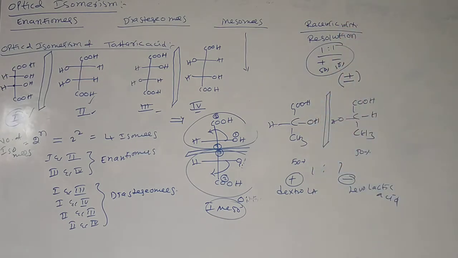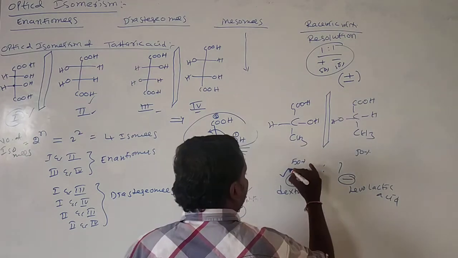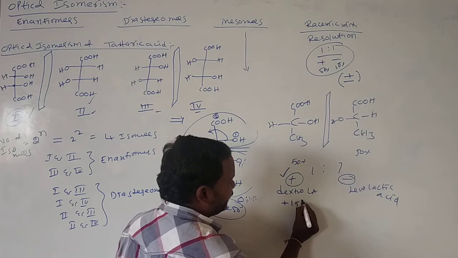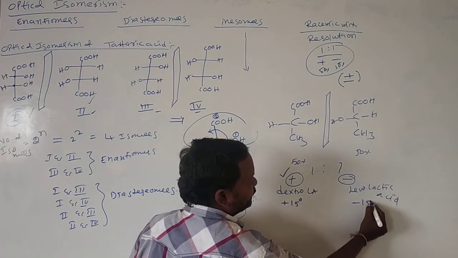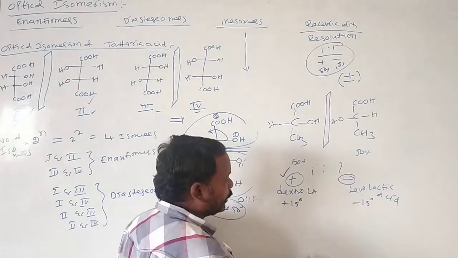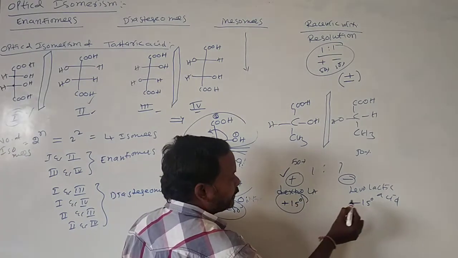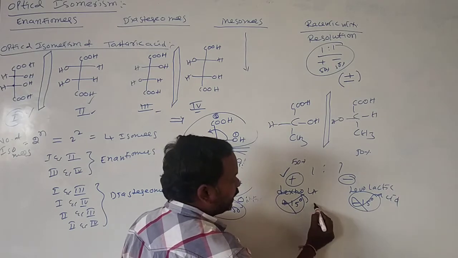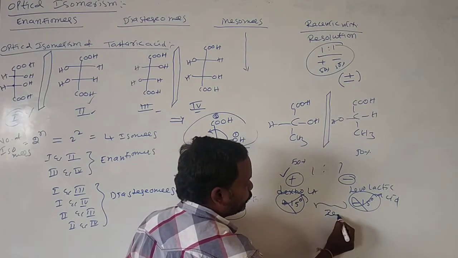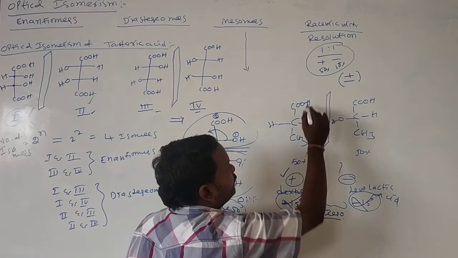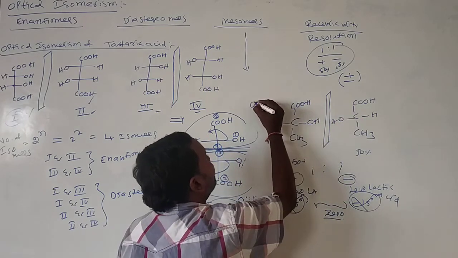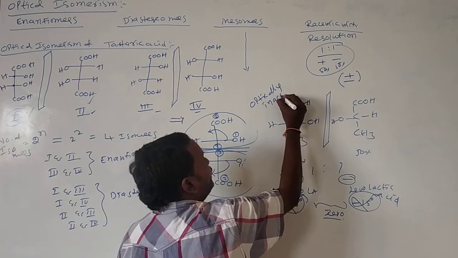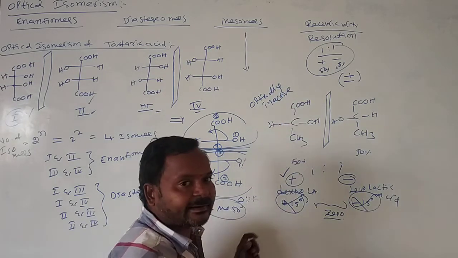See, this molecule rotates towards the clockwise direction. Suppose it rotates plus 15 degrees. The other rotates minus 15 degrees. So the rotation of dextro is cancelled with the levo. Total net rotation is 0. So a racemic mixture is also optically inactive. Why is it inactive?